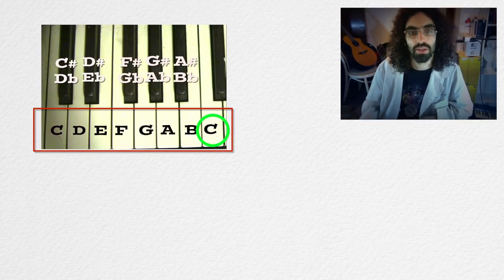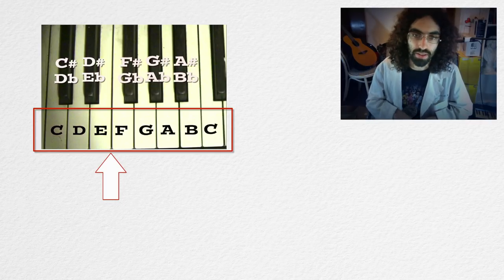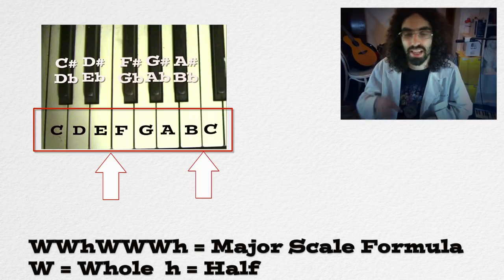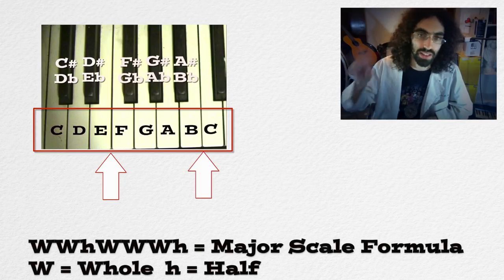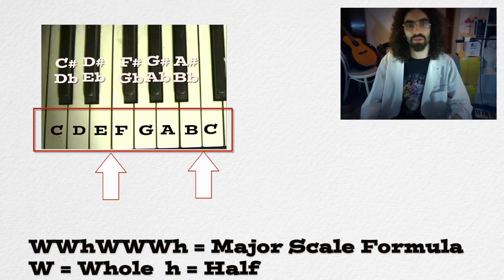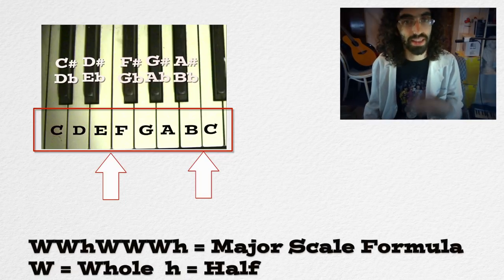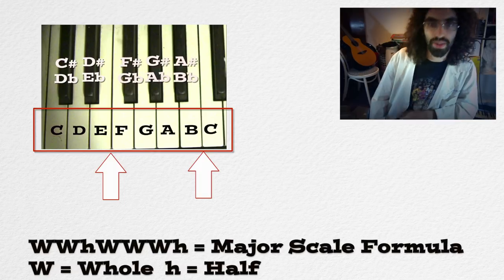In other words, all of the notes are a whole step apart, except between the third note and the fourth, which is, in this case, E to F, and the seventh and the eighth note, which is B to C. Those are half steps, but every other note has a whole step between it. And this happens to be true of all major scales.